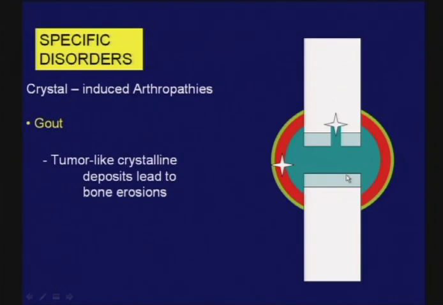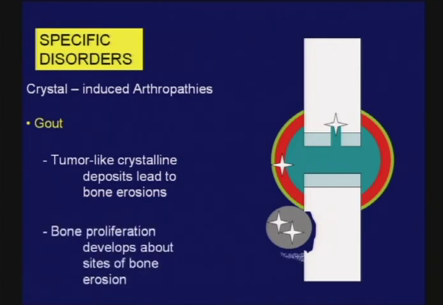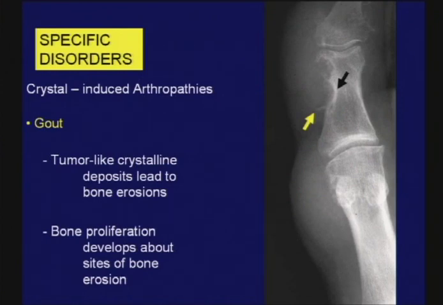Gout also produces tumor-like deposits in the soft tissue, often periosseous, that erode the bone, sharp marginated erosions, and lead to a very characteristic bone proliferation that we call the overhanging edge. So these are the radiographic features of the disease, and they're well displayed in a typical example, in a typical site. Overhanging edge shown by the yellow arrow, the sclerotic marginal erosions shown by the black arrow.